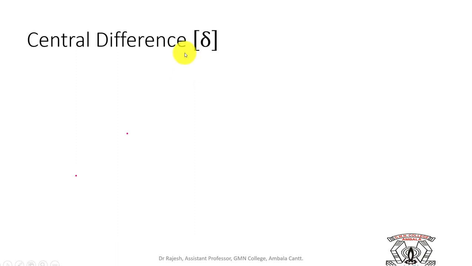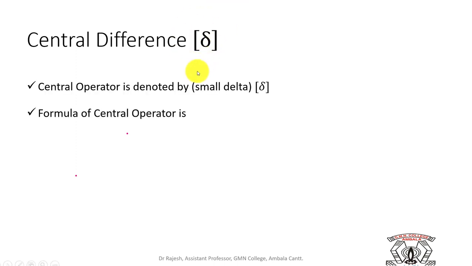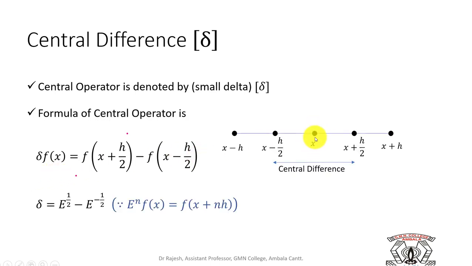Now central means something about the center. Difference means the difference between two numbers, and it is denoted by small delta. The formula of the central operator is this one: delta f(x) = f(x + h/2) - f(x - h/2). So this is the central difference operator. Why central? Because see, this is the center, and this is x-h/2, this is x+h/2, in between x and x+h, this is h/2. So this is the difference between these two quantities.